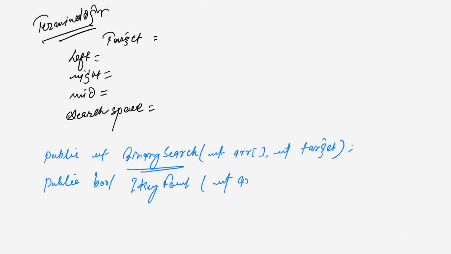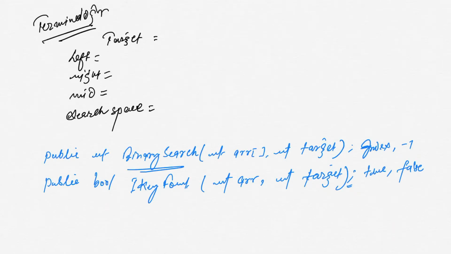You need to pass an array, and similarly you need to pass a target value. If your target value is present, you are going to return the index of the element. If it is not found, then you are going to return -1. And when it's a boolean, you are going to return true if found, and if it doesn't exist, you are going to return false.